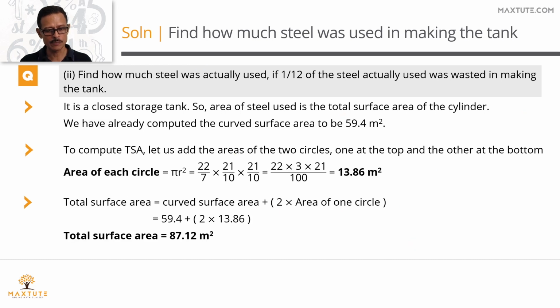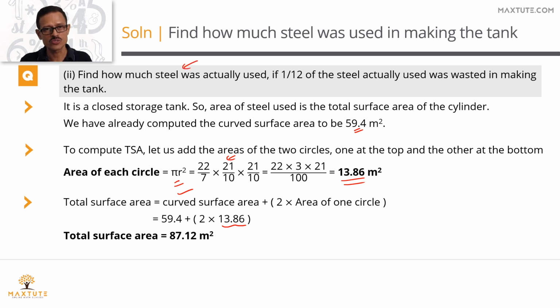Some of this calculation also in a printed form. Area of circle is pi r square. R is 21 by 10. Each circle area is 13.86. Curved surface area is 59.4. So total surface area is curved surface area plus 2 times area of the circle, which works out to 87.12 meters square. Let's go and find out what we'll have to find out.